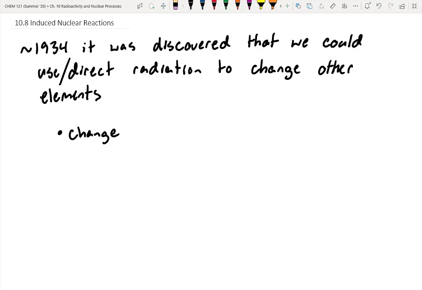Okay, so what we could do is we could change a nucleus, or nuclei. Nuclei is plural. So we could change nuclei to another stable nuclei.